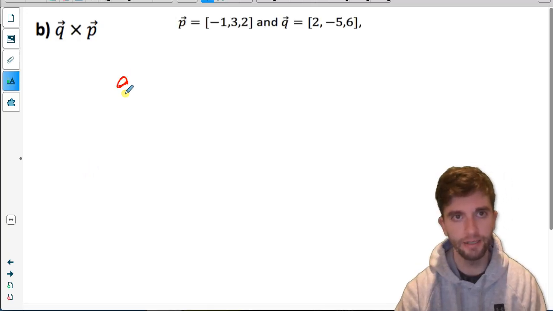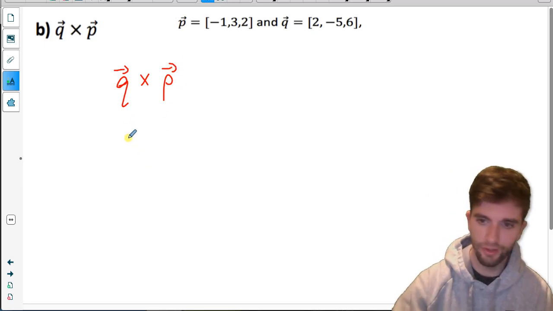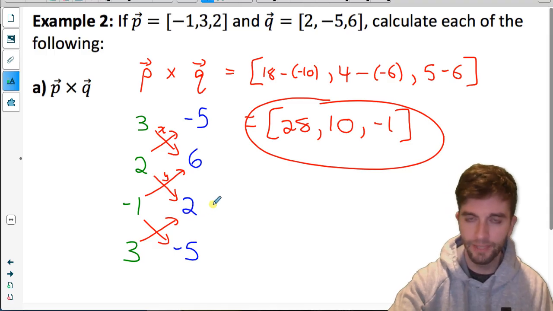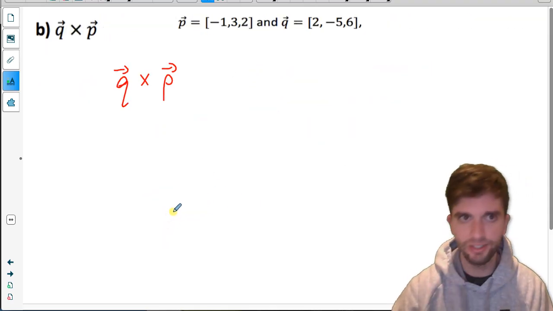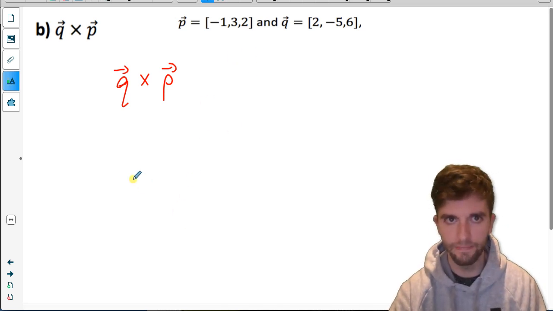And this time I want to find q cross p. Well, I know it's just going to be the opposite of p cross q, so technically I could just multiply this by -1, and that would be the fastest way to do this. But just for practice, let's do this the long way. Let's pretend we didn't know what p cross q was, and let's do q cross p.